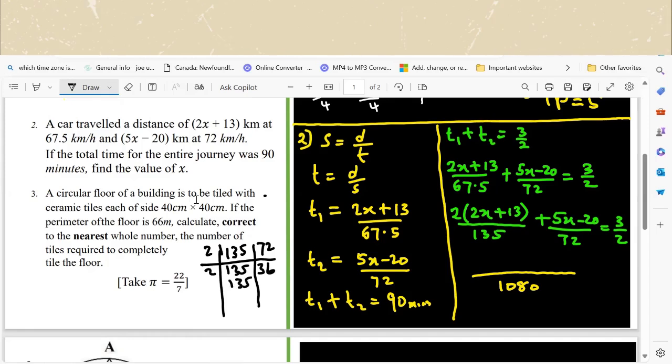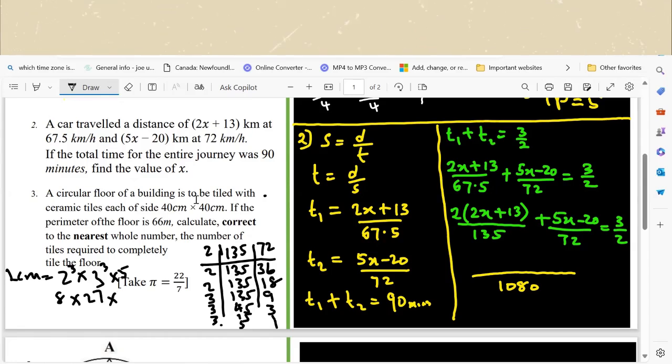2, you have your 135, you have your 18, you have your 135, you have your 9. You can use 3, you have your 45, you have your 3, 3, you have 15, you have 1, 3, you have 5, you have 1, and then you use 5. So the LCM now is 2 raised to power 3 times 3 raised to power 3 times 5. So you have 8 times 27 times 5, which gives you 1080 as the LCM.